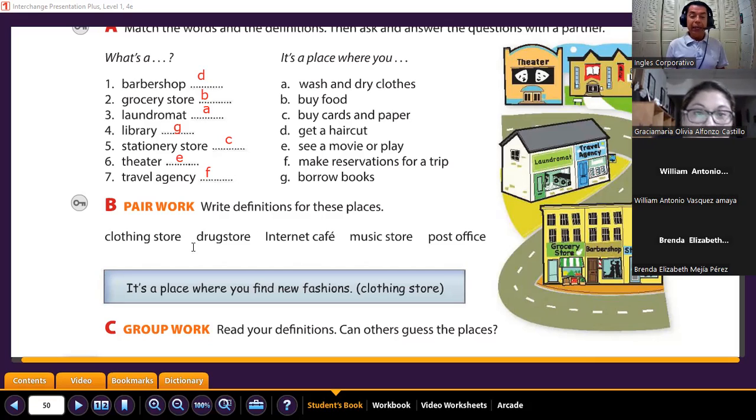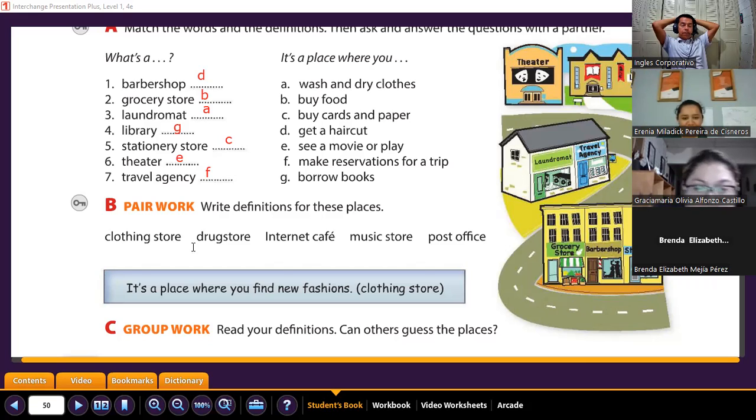I will start with Erenia. Erenia, what's a clothing store? It's a place where you find new fashion. Okay, fashion, right? A tienda de ropa, right? Clothing store, good.